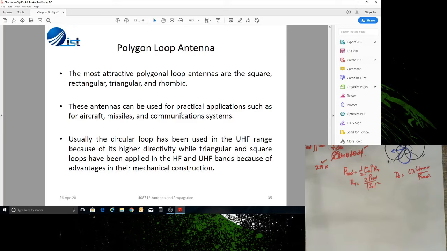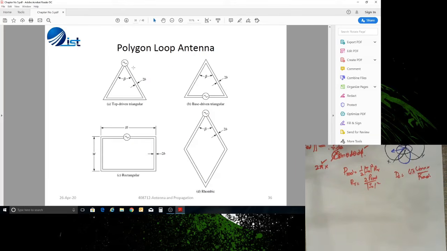So the antennas can be used for practical applications such as aircraft, missiles and communication systems, because these antennas have a special mechanical structure and shape, so they go well with the aerodynamic structure of the aircraft as well. Usually circular loops have been used in the UHF range because of their high directivity, while triangular and square loops have been applied in HF and UHF bands because of the advantages in their mechanical structure. These are just their applications, showing which loop antenna has been used in which frequency range.